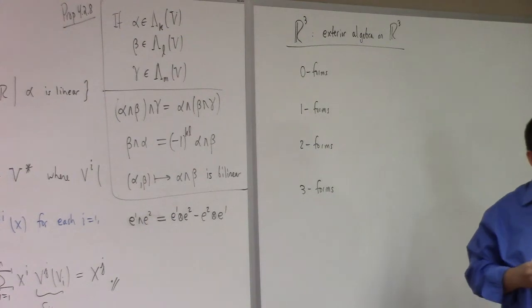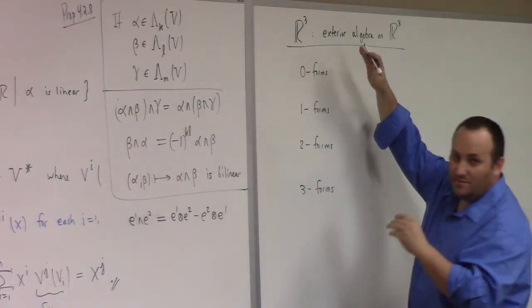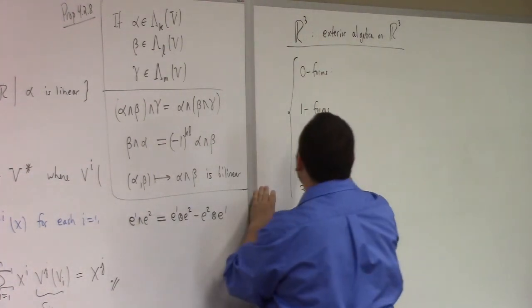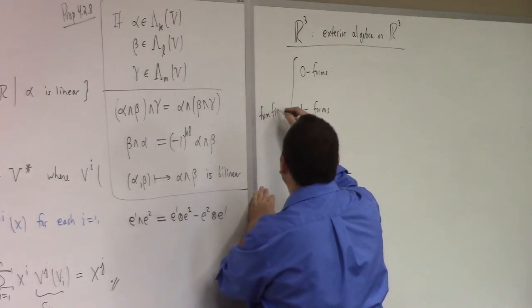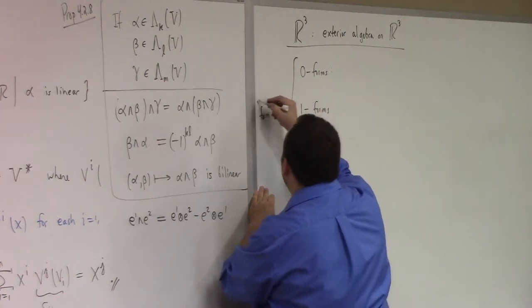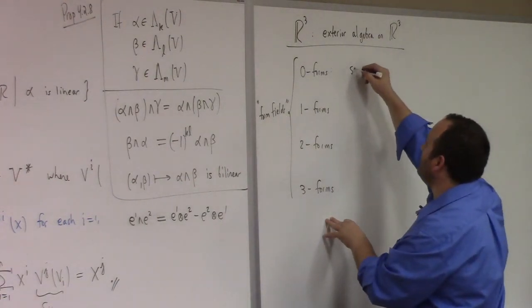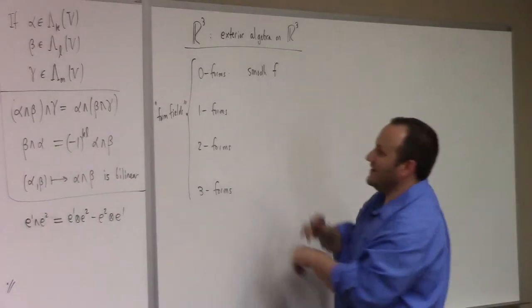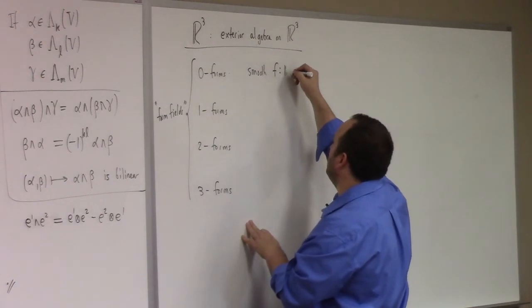So R3, what are the zero forms? And again, I'm going to make the abuse that these are actually, to be more honest, these are really form fields. But no one says that, okay? So smooth function. Smooth function F. Just a smooth function from R3 to R.